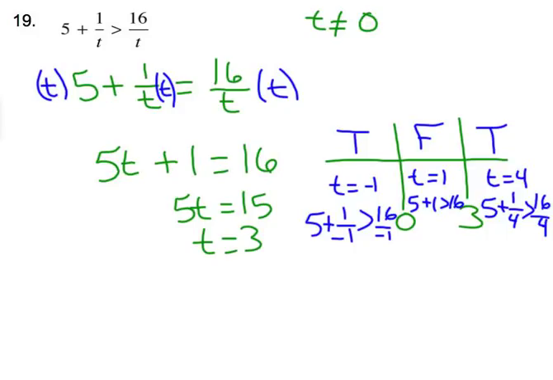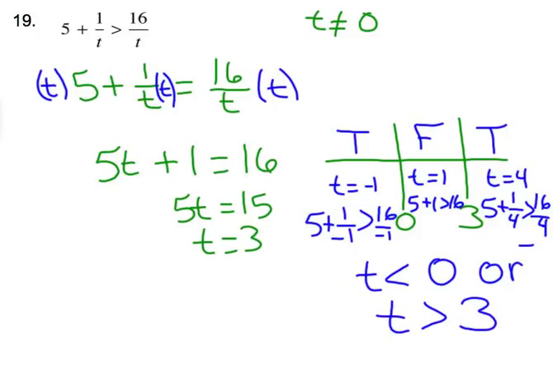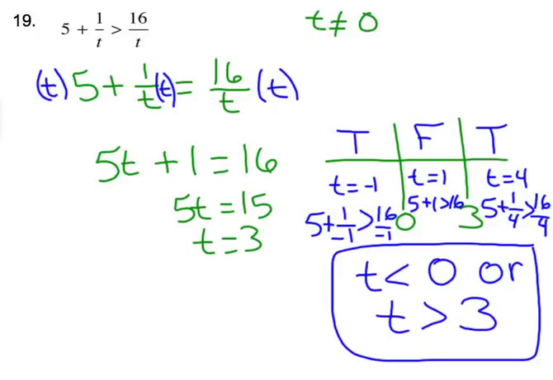So now what I have is that t has to be less than 0 or t has to be greater than 3. When I pick numbers in those areas, then my inequality will be true.